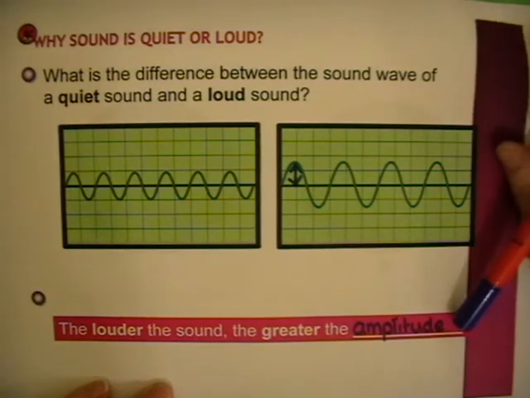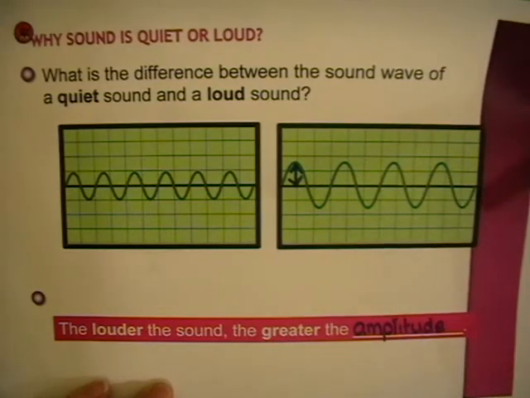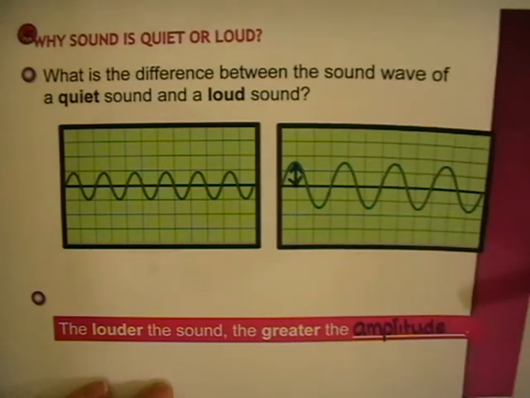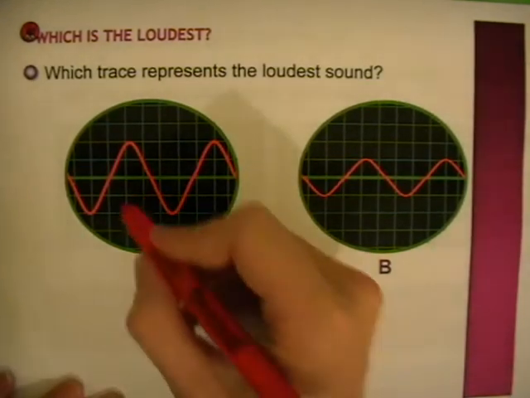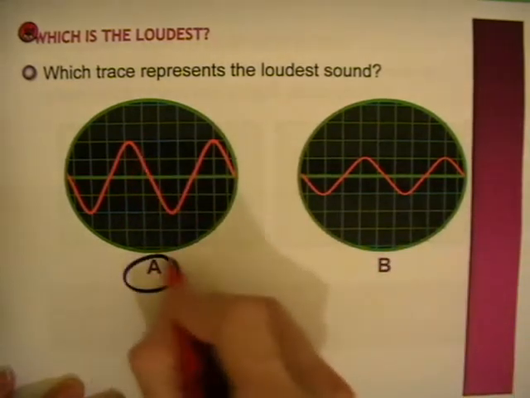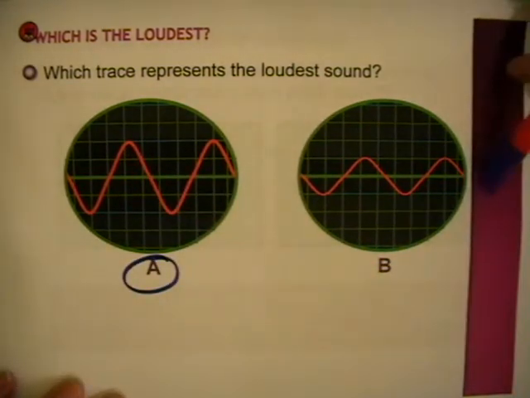And amplitude is, of course, the height of a crest above the rest position or the depth of a trough below it. So which trace represents the loudest sound? And of course it's the one with the bigger amplitude, and the answer then is just A.